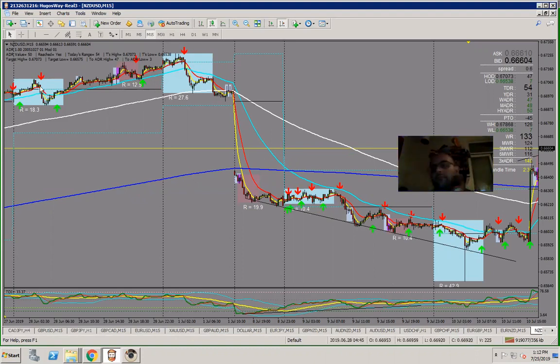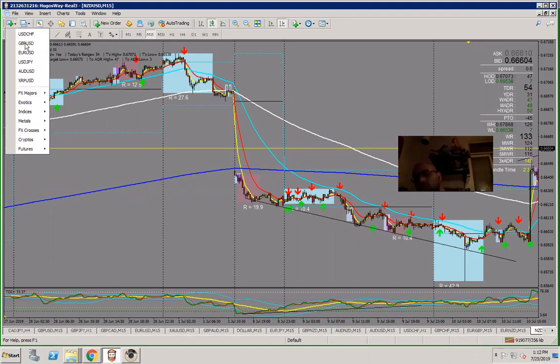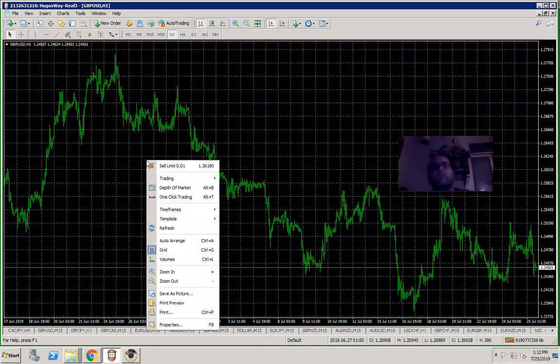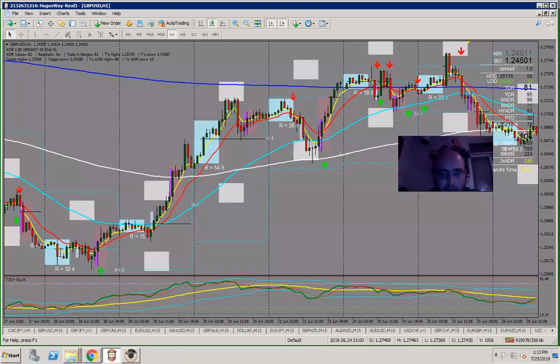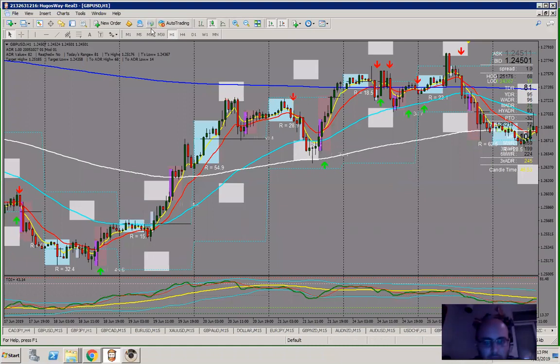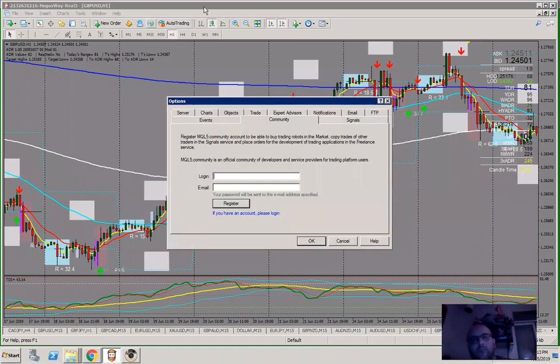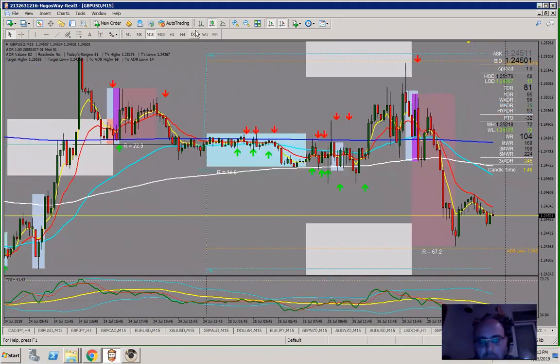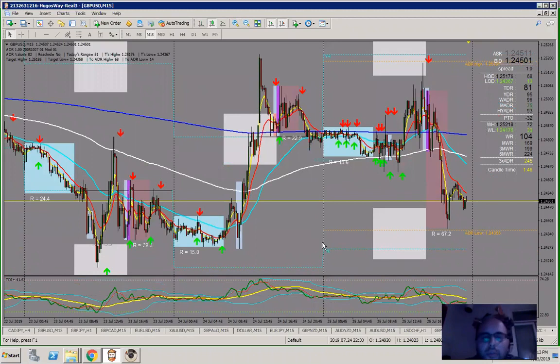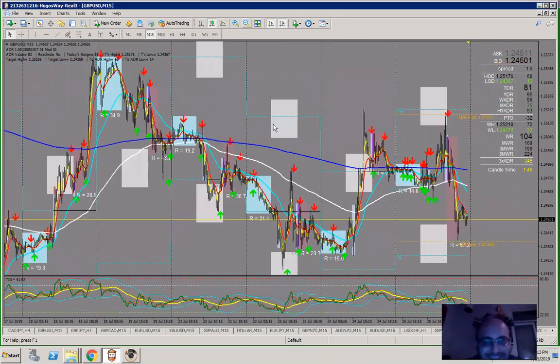GU. I guess I don't have it. GU. Okay. 15-minute. Okay. Look at this. Do you use the crossover arrows or not? No, I don't need them. All right. I don't even know how to use them, man.